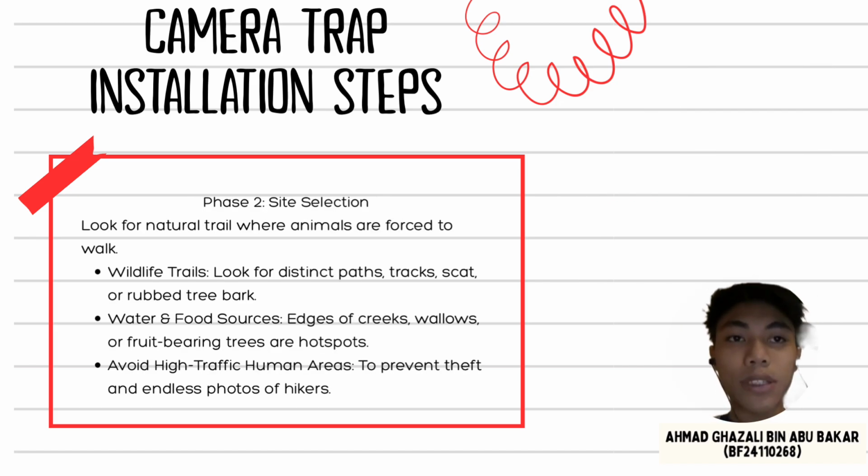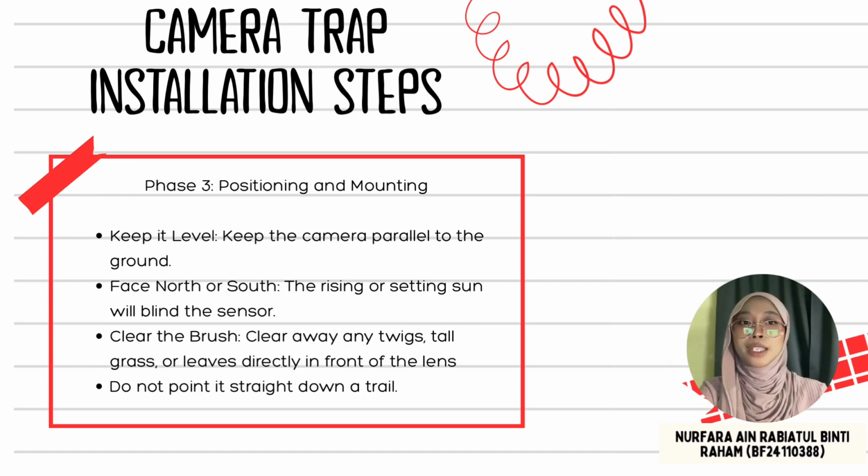And for the second step, the camera trap installation, we need to choose the site correctly where the animals are forced to walk. One of the aspects is wildlife trails, where we need to look for distinct paths, tracks or tree bark. The second is to find water and food sources for the animals themselves. And the last is to avoid high traffic human areas in order to prevent theft and endless photos of hikers.